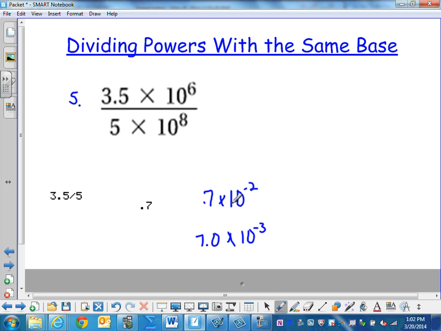So this is not in scientific notation. I need to move to the right. So when I move the decimal to the right, I subtract that many spaces from the exponent. So negative 2 minus 1 is negative 3.